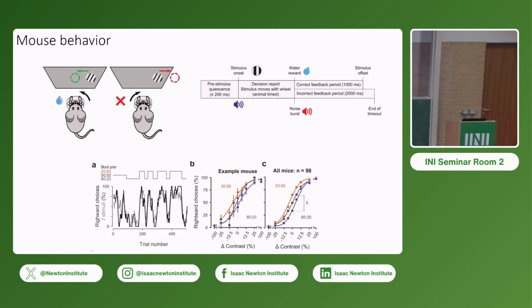So this is the timing of it, which turns out to be quite important. So you have to have a pause, and then there's a sound at the same time that the video stimulus comes on. They need the sound because it helps them, you know, perk up and notice that there's something on the screen. And then they're allowed to move the wheel. And if they move it in the right way, they get this reward. If they move it in the wrong way, they get this loud sound.